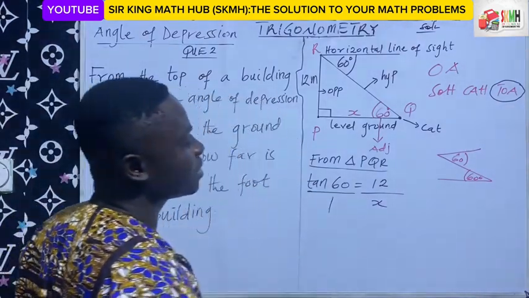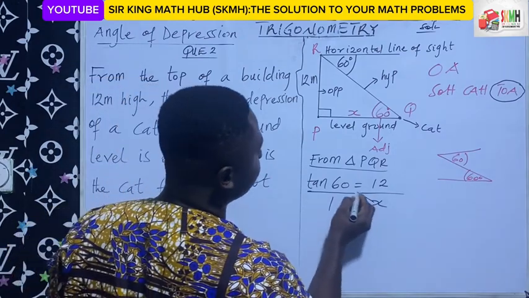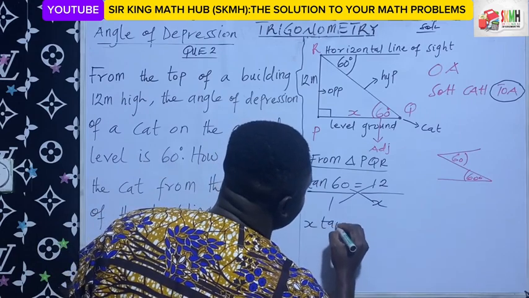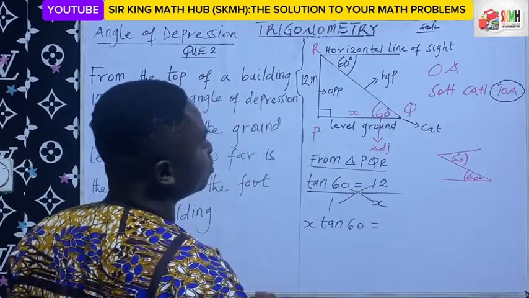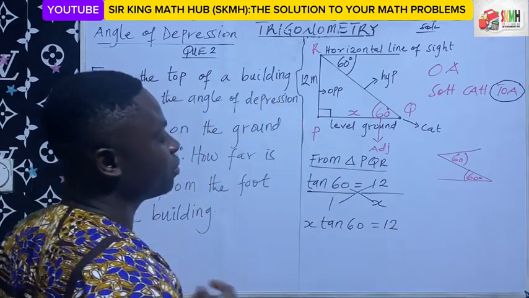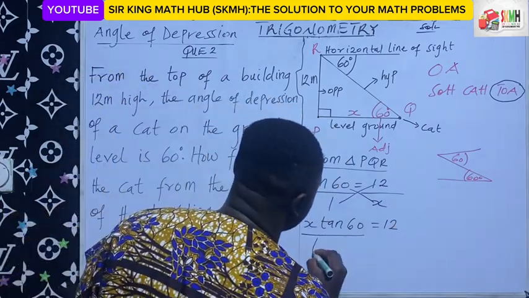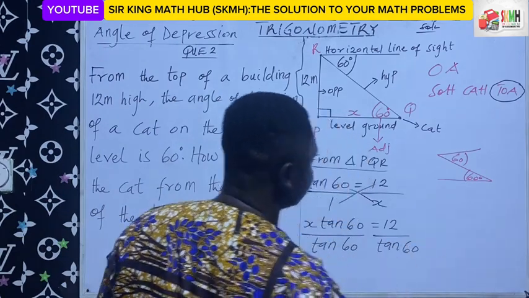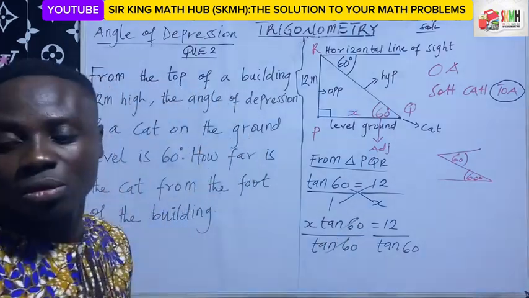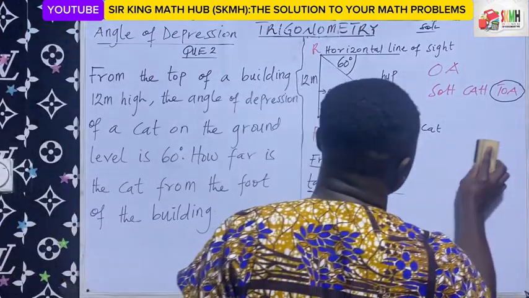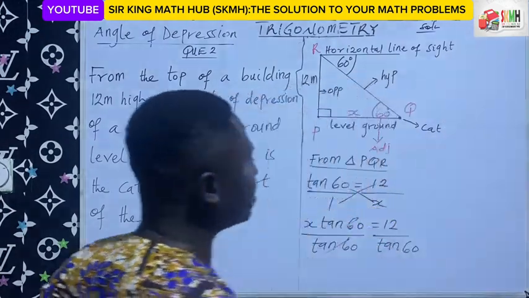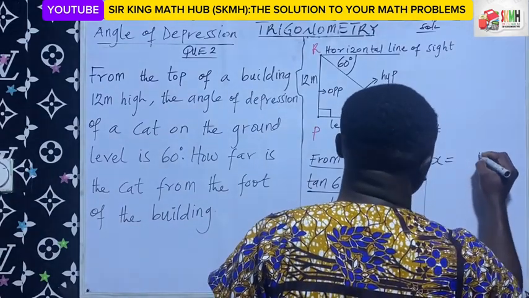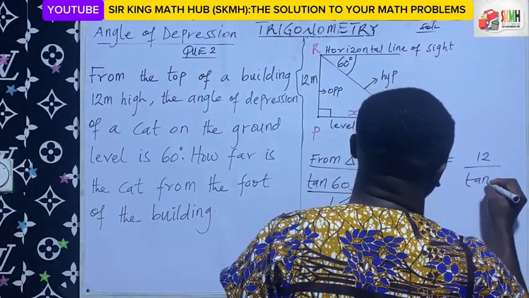Tan 60 is the same as tan 60 divided by 1. We can cross multiply. x times tan 60, and then 1 times 12. That should give us 12. We are looking for x, so we can divide both sides by tan 60. So tan 60 will cancel out, leaving x is equal to 12 divided by tan 60.